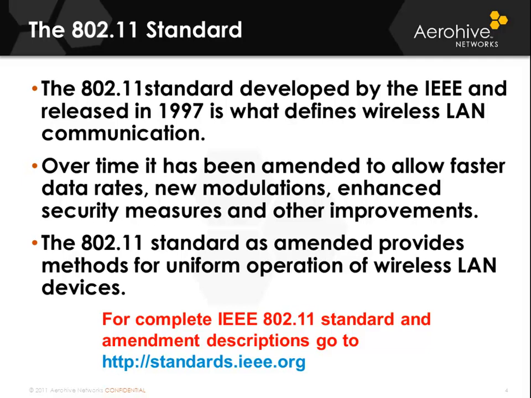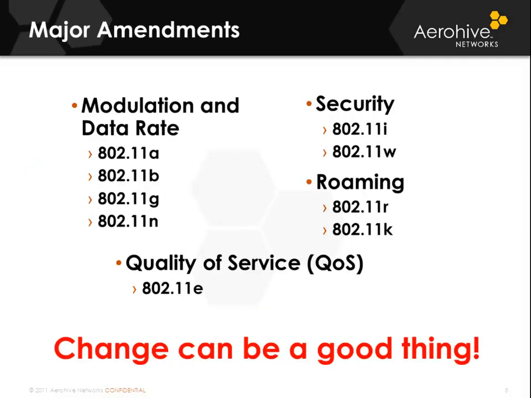For a complete understanding of the IEEE and 802.11, you can go to standards.ieee.org. The major amendments under which we operate in wireless LAN configurations are as follows. For modulation and data rate, 802.11a, b, g, and n were developed.